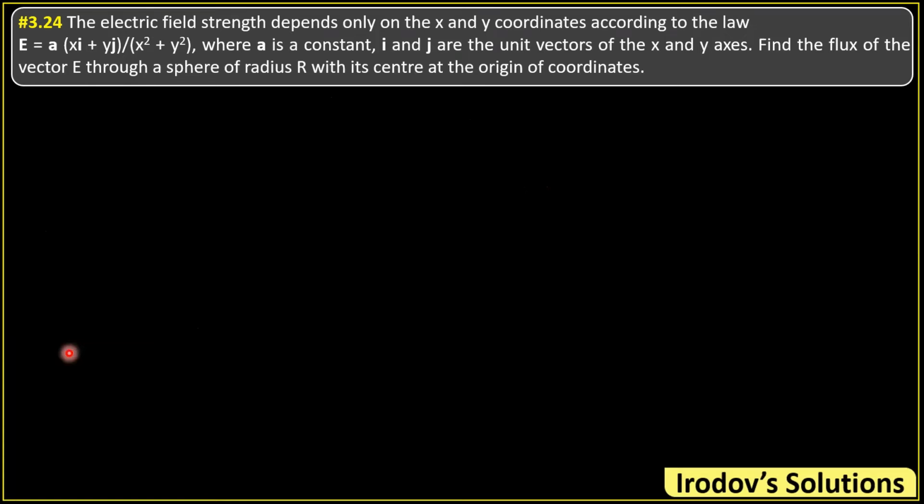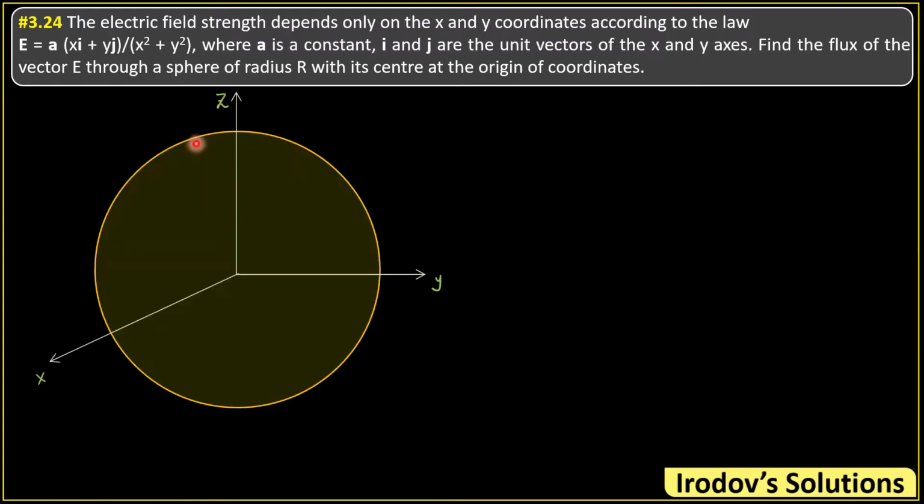Let's see this question number 3.24 of Irodov. The question states: electric field strength depends only on the x and y coordinates according to the law E vector is equal to A into (x i cap plus y j cap) divided by (x square plus y square), where A is a constant and i cap, j cap are the unit vectors of the x and y axis. Find the flux of the vector E through a sphere of radius r with its center at the origin of the coordinates. So this is a sphere of radius r whose center is at the origin of the coordinates.